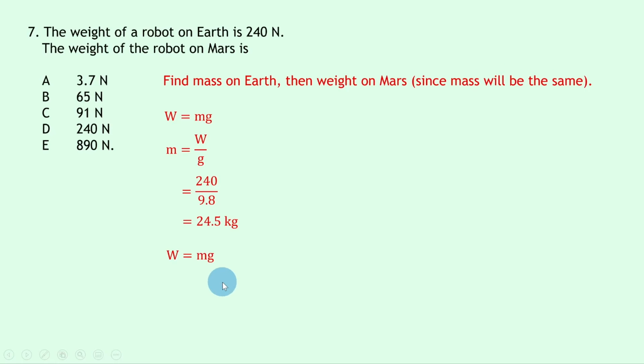And now we want to find the weight on Mars using the same equation, W equals mg, and let's substitute in the mass that we found, because that's going to be the mass on Mars as well, 24.5 times 3.7, where 3.7 newtons per kilogram is the gravitational field strength on Mars. Again, you can find that on your datasheet. And let's put that into our calculator to find the answer of 90.7 newtons. Let's also round it up to get approximately 91 newtons, and you'll see that as an answer here for answer C.